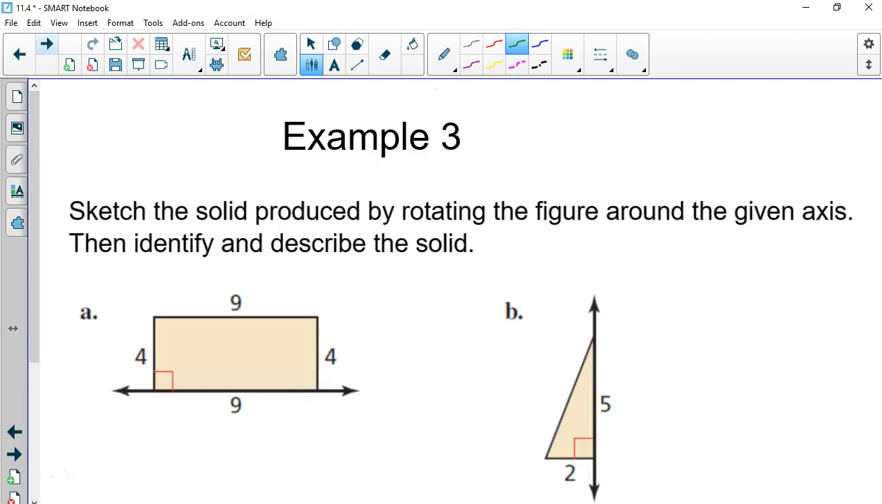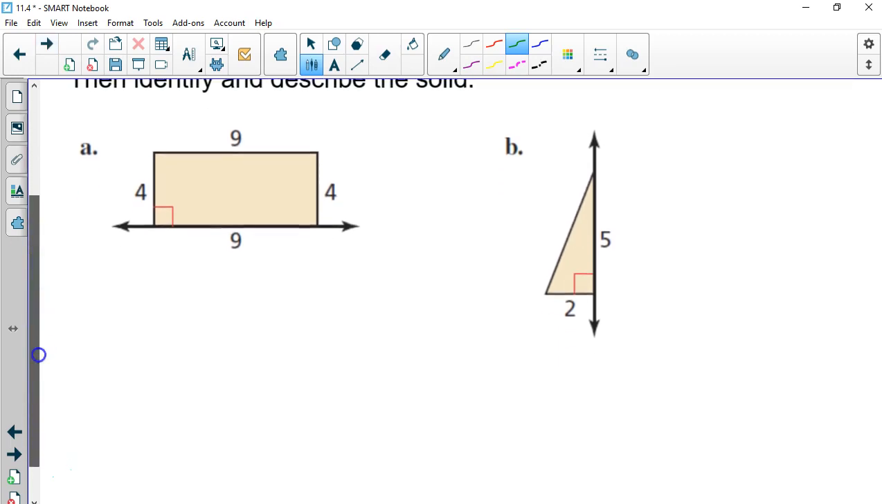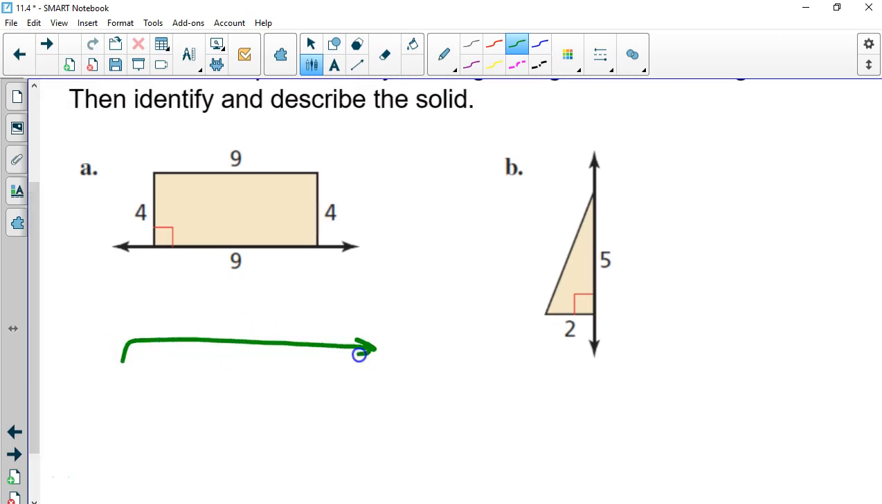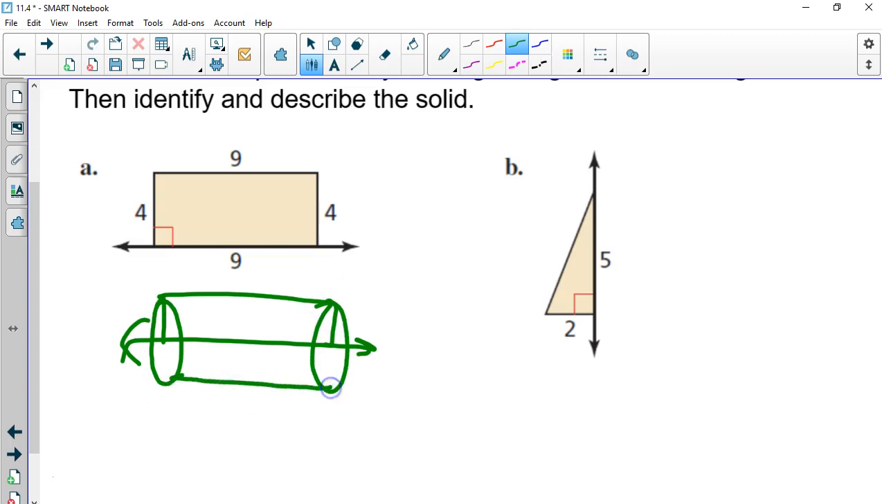All right, example 3. Sketch the solid produced by rotating the figure around the given axis. So if you rotate this rectangular piece around the axis, what would you end up with? Well, let's draw the axis again. This piece went all the way around and rotated around. You would end up with this shape, a cylinder.